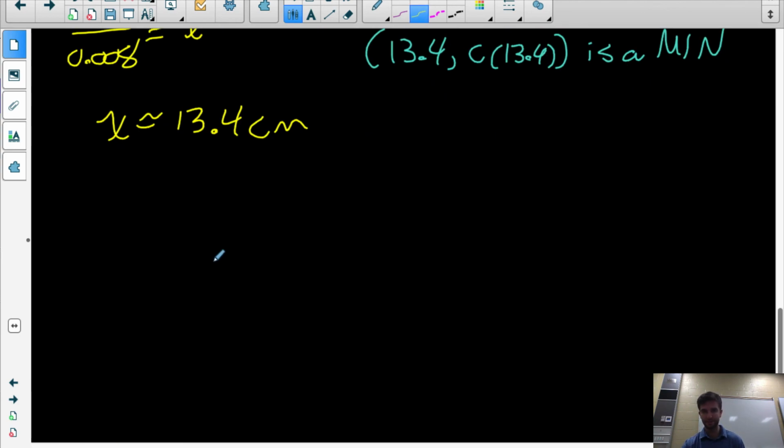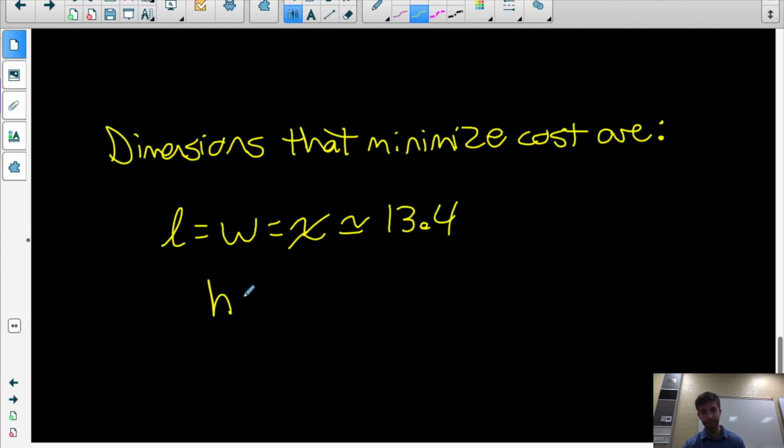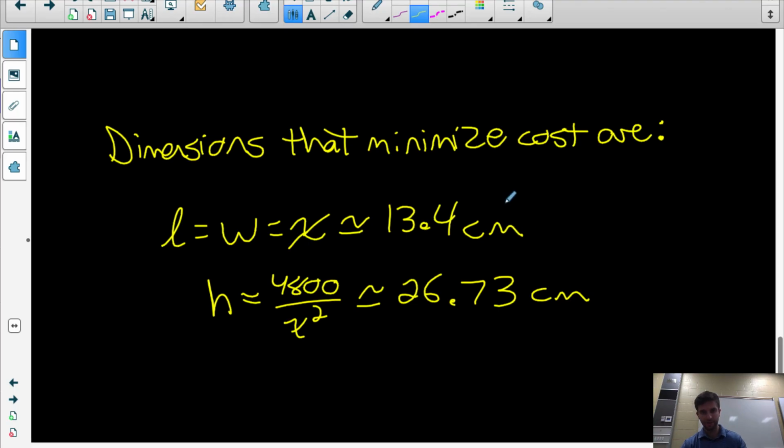Now we can answer the question. The question says, what dimensions minimize the cost? It doesn't actually ask us for the minimum cost, but if we wanted it, we could just plug 13.4 into the original cost equation. It just says what dimensions minimize the cost. So the length and the width, we called those x, and we figured out that that's about 13.4. If we want to calculate the height, we know the height was equal to 4800 over x squared. That was based on our constraint. So if we do 4800 over 13.4 squared, we'll get an approximate dimension of the height that would minimize the cost, which is about 26.73, and these are in centimeters.